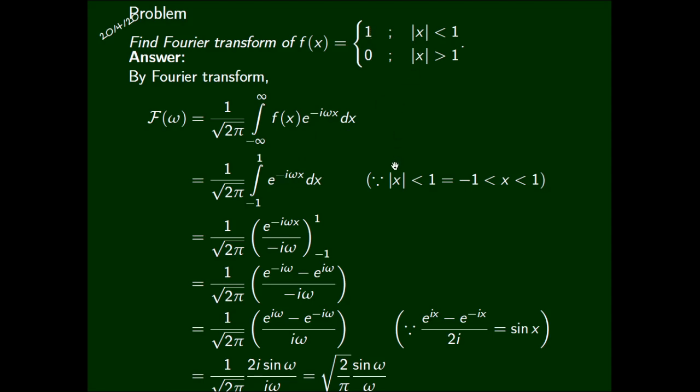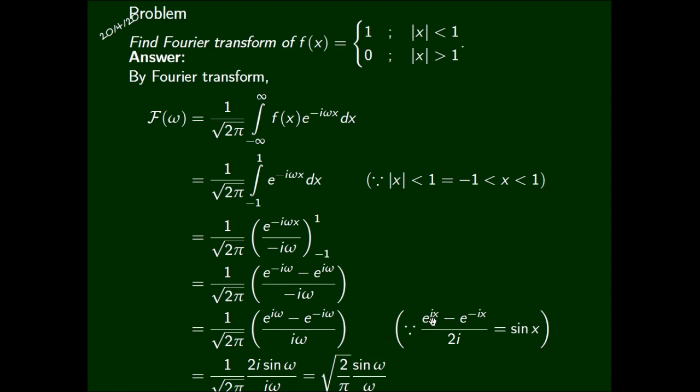The range mod x less than 1 can be written as minus 1 less than x less than 1. So the integral from minus infinity to infinity changes to minus 1 to 1. Now the integral of e raised to minus i omega x is e raised to minus i omega x by minus i omega in the range minus 1 to 1. When I put the upper limit, I get e raised to minus i omega, minus e raised to plus i omega, by minus i omega. I take a negative common from the numerator, and that negative and the negative in the denominator cancel. So I get e raised to i omega minus e raised to minus i omega by i omega.